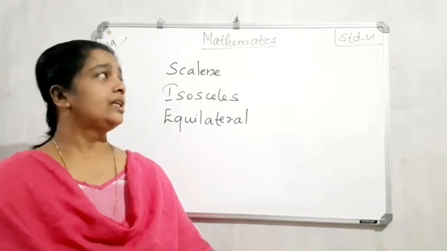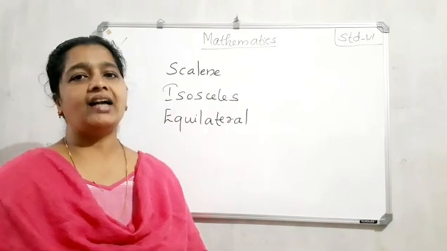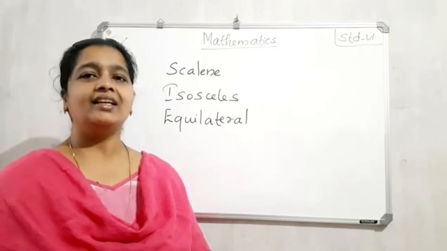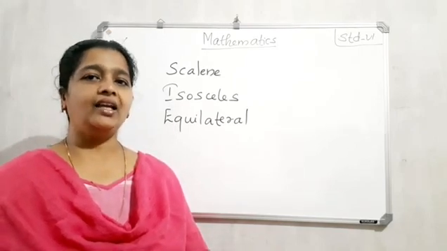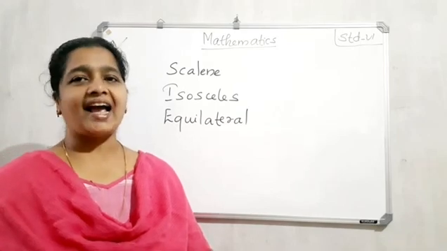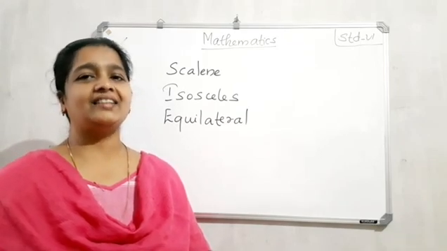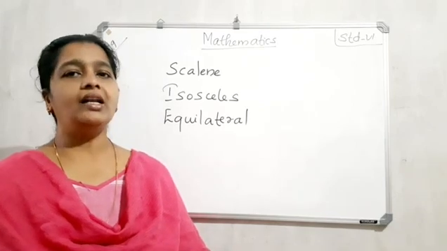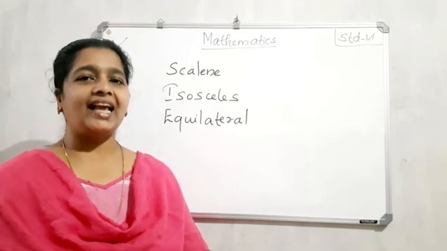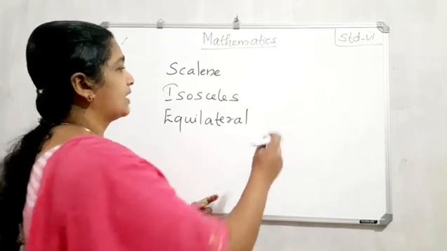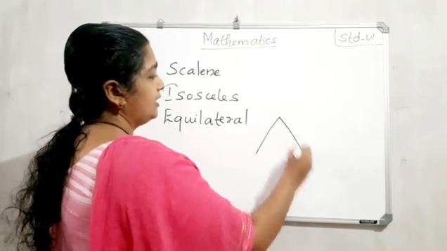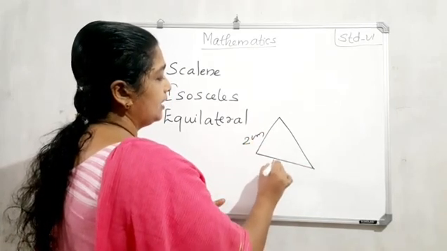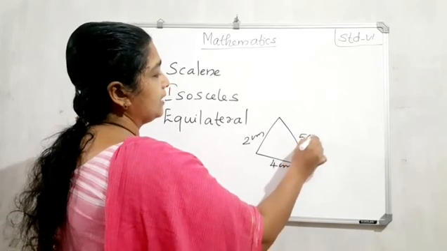The first one, scalene triangle. What is a scalene triangle? So we can study the definition. A triangle having 3 unequal sides is known as a scalene triangle. For example, here the sides are 2 centimeter, 4 centimeter, and 5 centimeter.